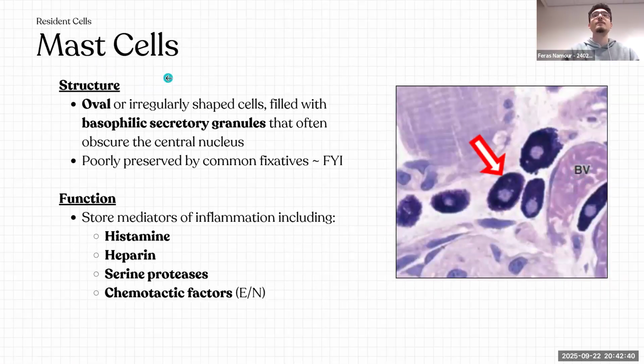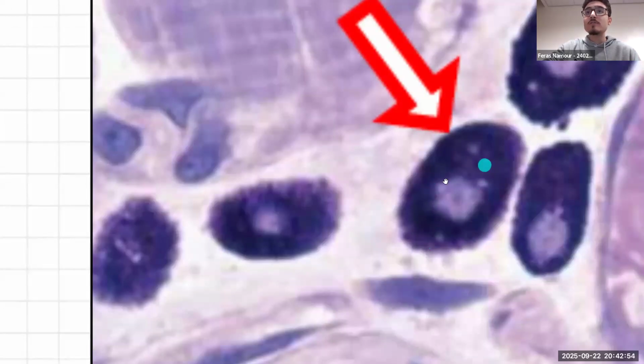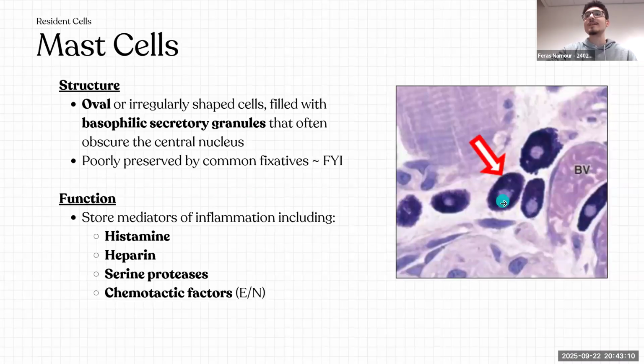Mast cells. These are important, crazy cells. These are lunatic cells, and you don't want to activate them unless it's an emergency, unless we have an immune response. They're oval and irregularly shaped, with a lot of basophilic granules. Can you see this? If you took your hematopoiesis lecture, you now understand what basophilic granules are. In mast cells, you have so many basophilic granules that they even obscure the nucleus. So it's a very easy cell to identify: just a cell with a lot of purple dots.